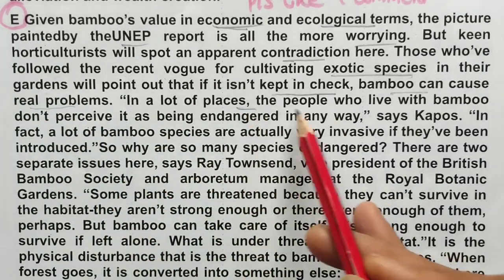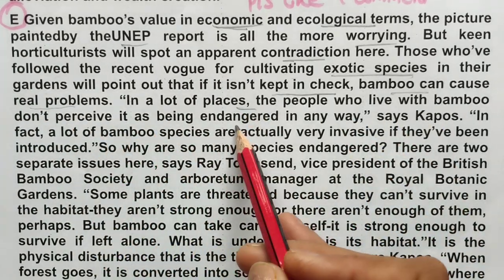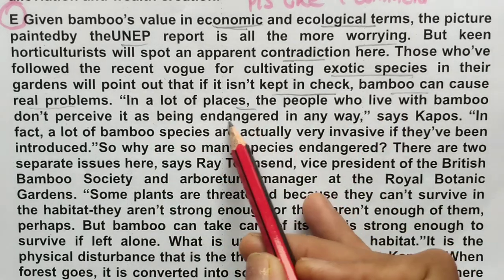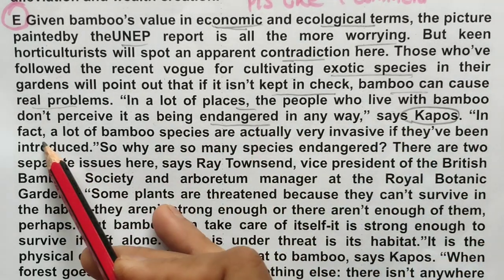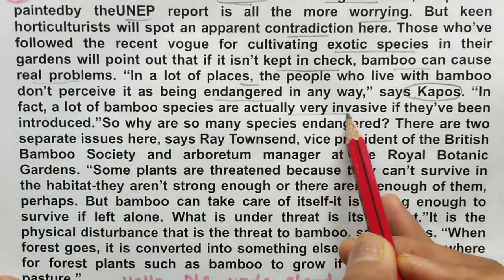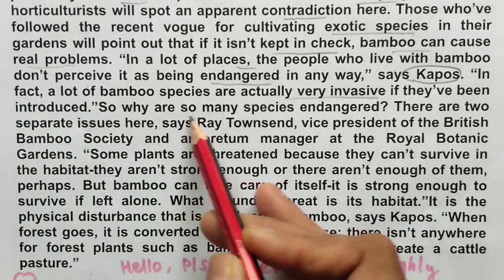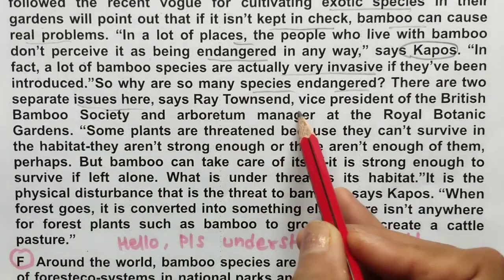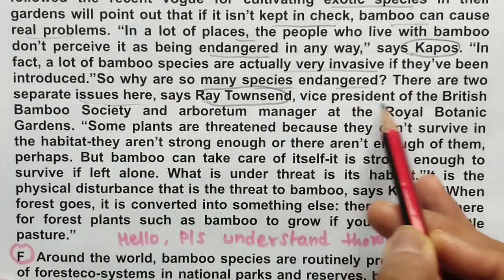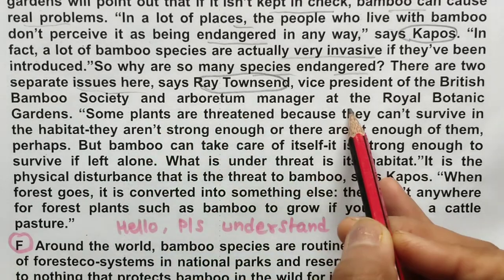In a lot of places, people who live with bamboo don't perceive it as endangered in any way, says Kapus. Again a person. In fact, a lot of bamboo species are actually very invasive. They have been introduced. So why are so many species endangered? There are two separate issues. So another person is here, the vice president of this society.